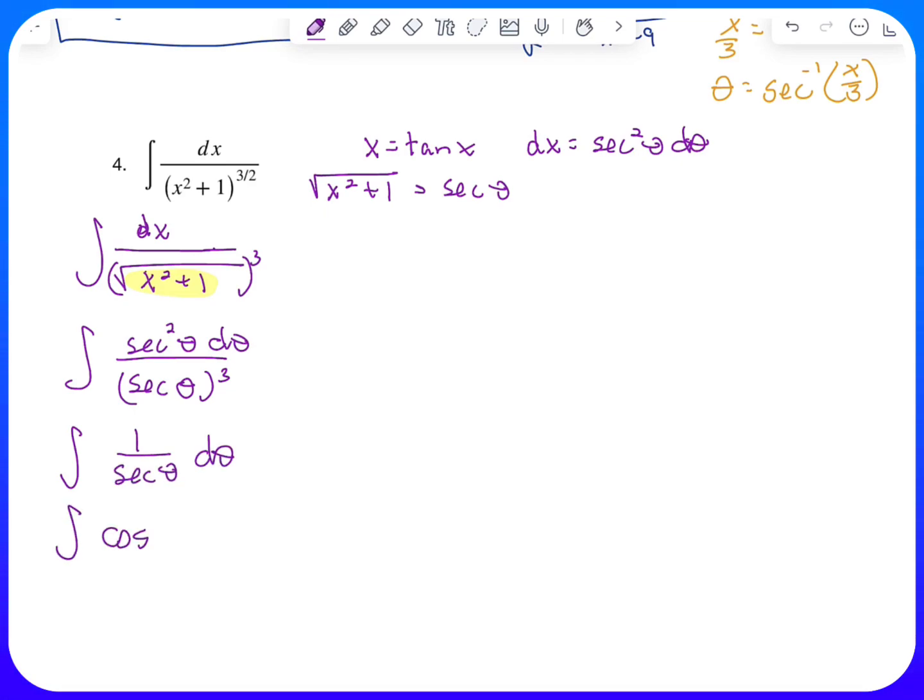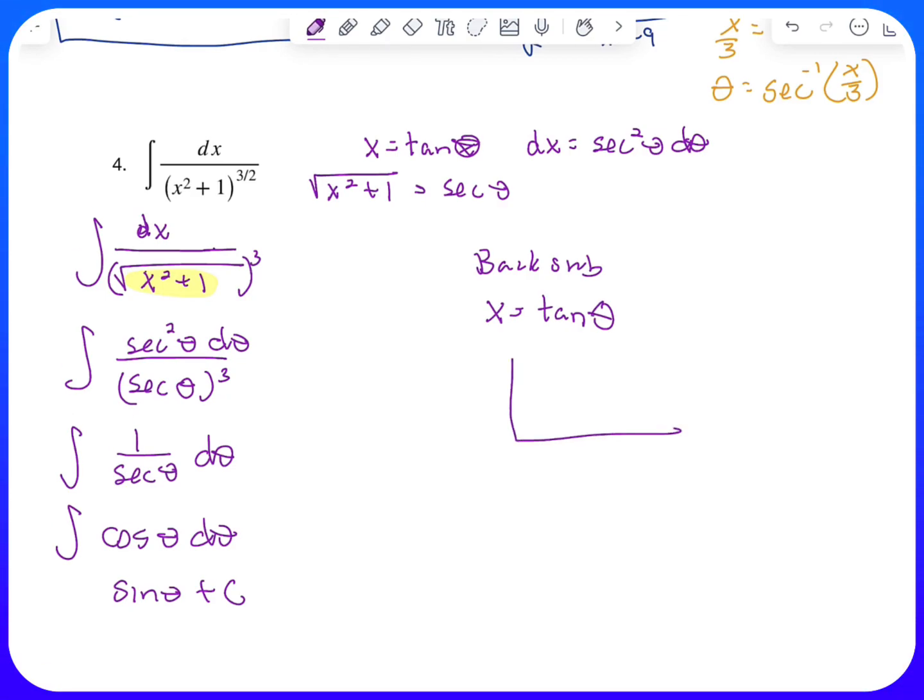Now I recall that 1 over secant is cosine theta. Oh, the integral of cosine is just sine theta plus c. But don't forget to go back to original variable with back substitution. So I'm going to start by drawing a right triangle. Remember, we define x to equal tangent of theta. So let's draw a right triangle, identify one of my acute angles as theta.